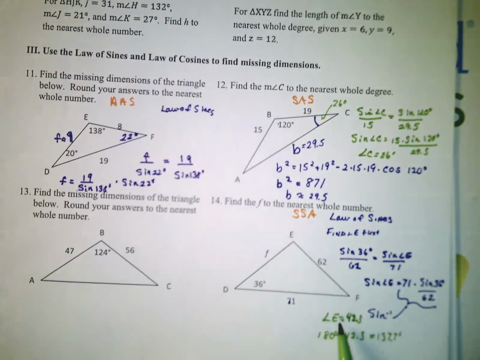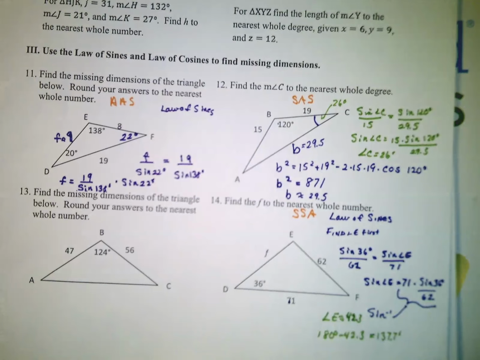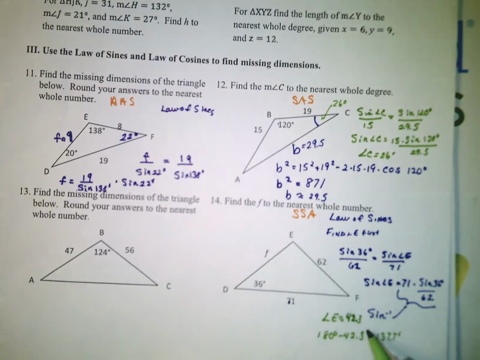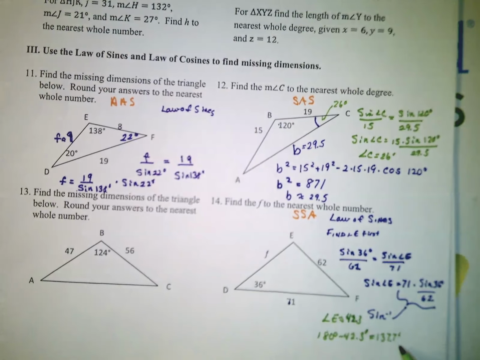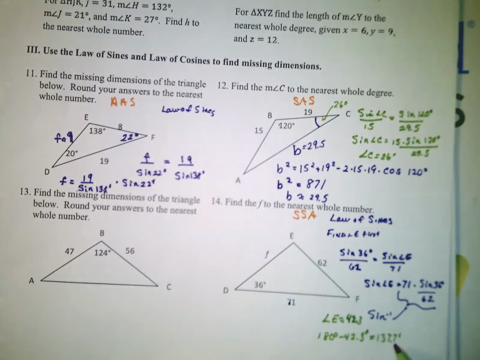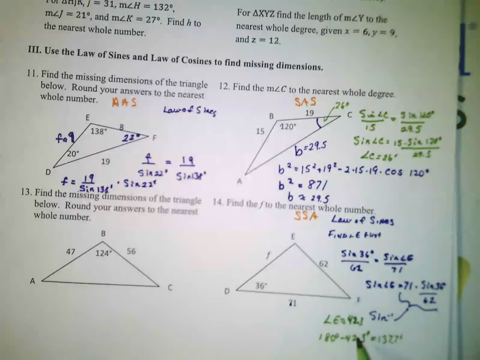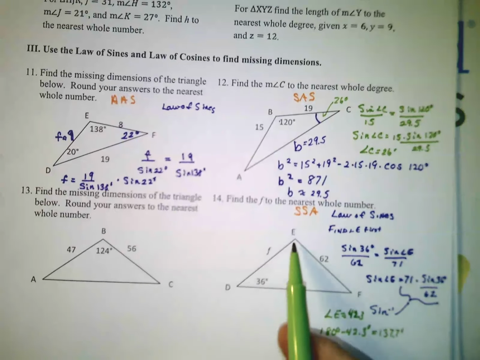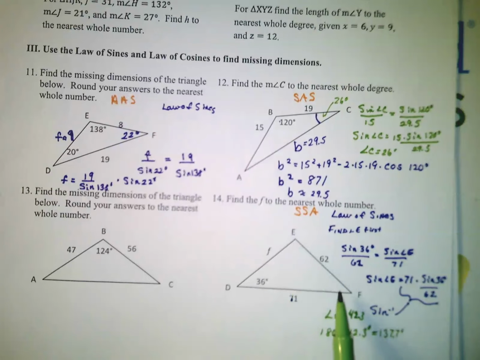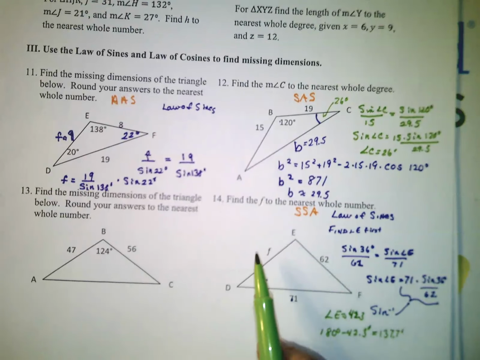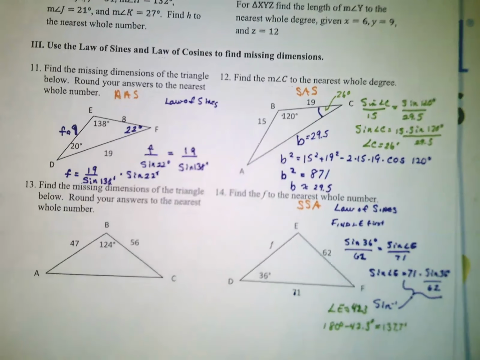So it turns out that angle E could either be 42.3 degrees or angle E could be 137.7 degrees. With the 36 degrees we already have, each of these angles is a possibility. So there are two possibilities for angle E, two possibilities for angle F, and that makes two possibilities for side F. And we're not going to do this right now.